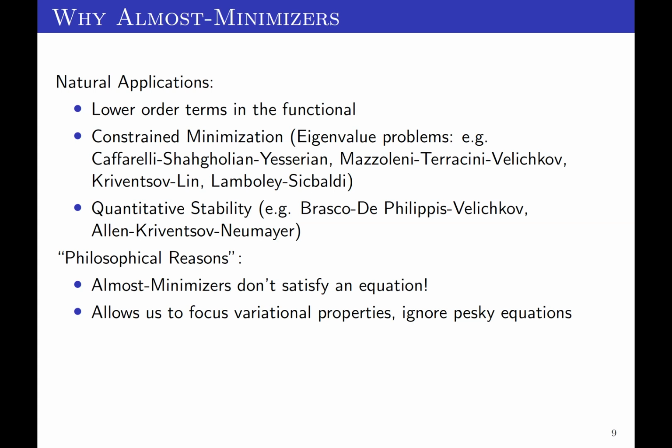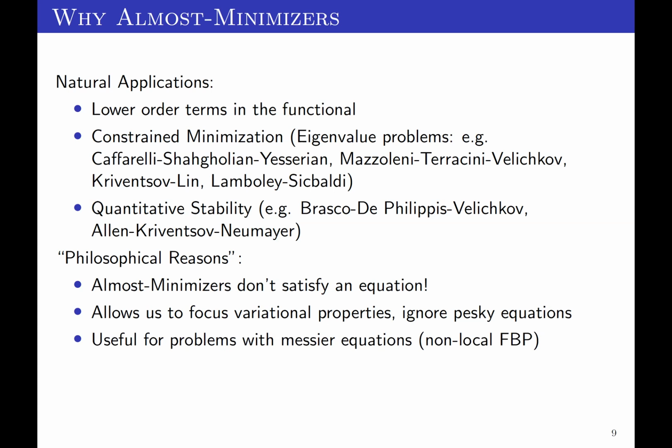De Giorgi-Nash-Moser is incredible, right? It allows us to study the calculus of variations using PDE. But in some sense, it's such a powerful tool that it's blinded us, right? We first always go to PDE methods when we study problems from the calculus of variations. And sometimes the variational characterization is actually more important than the resulting equation we get out. So almost minimizers allow us to sort of get back to the basics. This is particularly useful for problems with messier equations, for example, non-local free boundary problems. I have some joint work for non-local free boundary problems, which uses these sort of variational techniques.